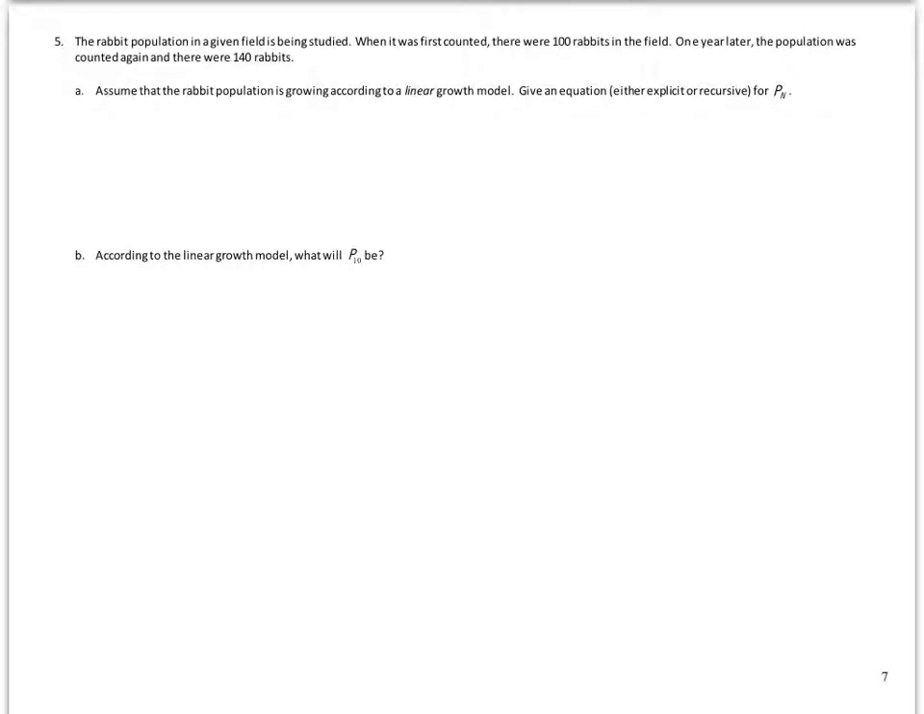So we start with 100 rabbits, and 1 year later we have 140 rabbits. So if I start making a little table where I have n for the year and p sub n for the population of rabbits, in year 0, the initial time, I have 100 rabbits. Year 1, I have 140 rabbits.